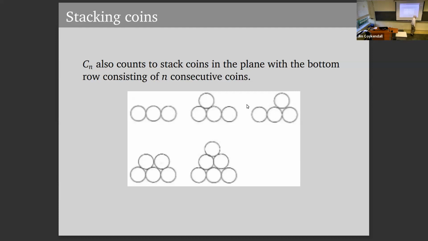So you could not have something like this, because then gravity would pull it down. But if you have coins on both sides, then if I have this, I can't have this unless I also have this here.